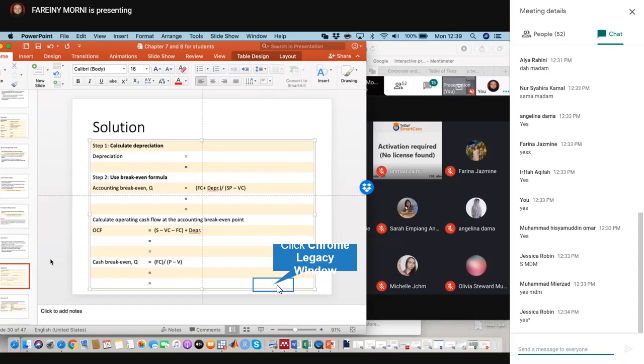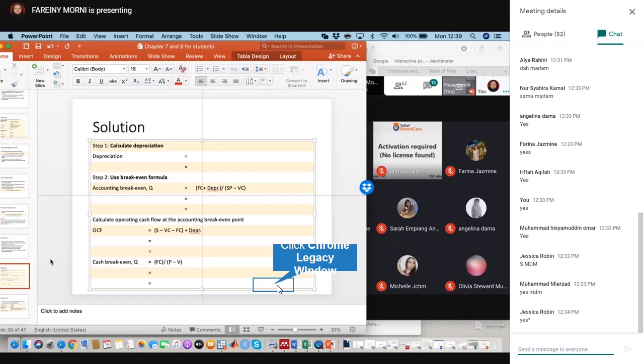So let's try the first exercise. A new product requires an initial investment of 5 million, depreciated to an expected salvage of 0, over 5 years. So depreciation is 5 million divided by 5, 1 million per year. The price of the new product is 25,000 each. Variable cost per unit 15,000 each. Fixed cost 1 million. So what is the accounting break-even and cash break-even point each year?